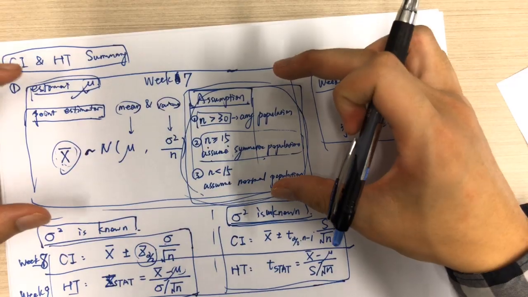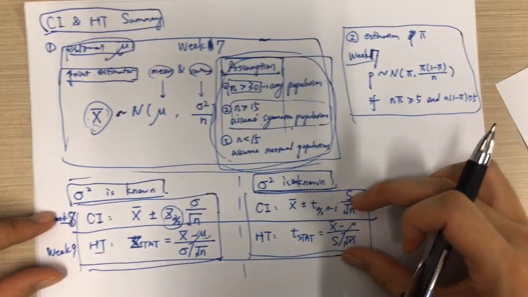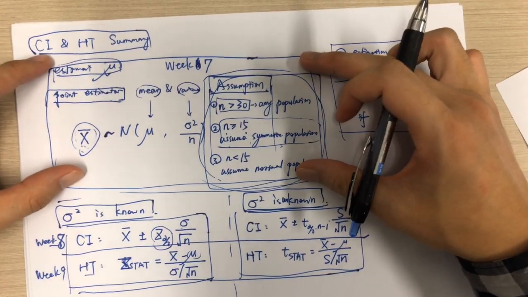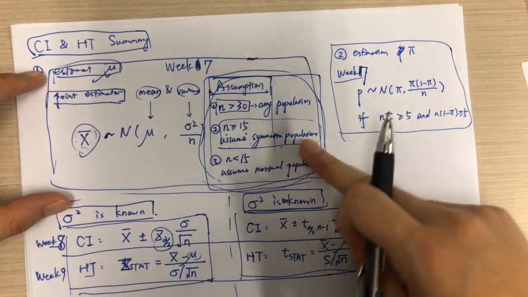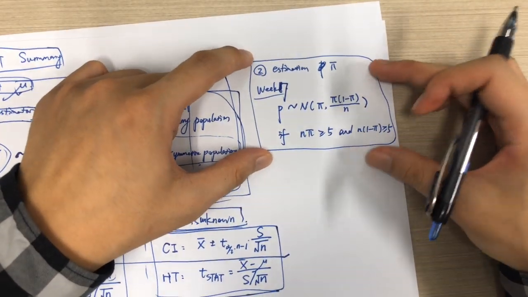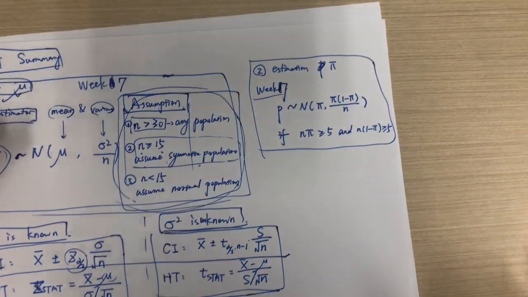So we build everything in week 8 or 9 based on week 7's sampling distribution knowledge, right? So if you forget about anything of this, go back to the week 7 slides. And again, for the proportion, if you forget any of this, go back to the week 7 slides.